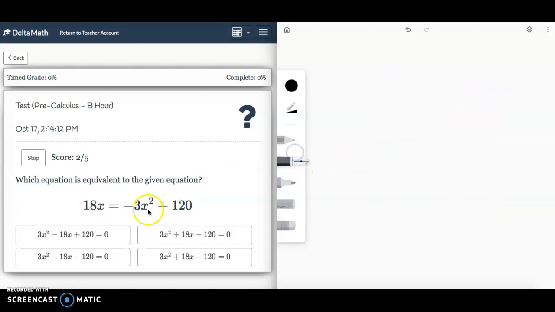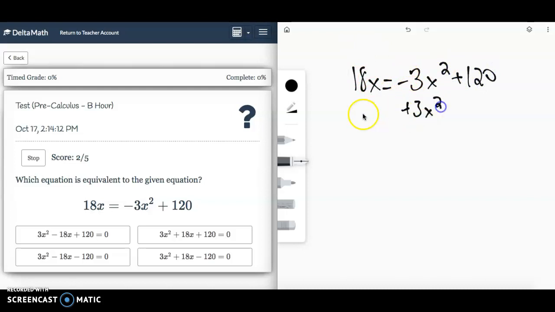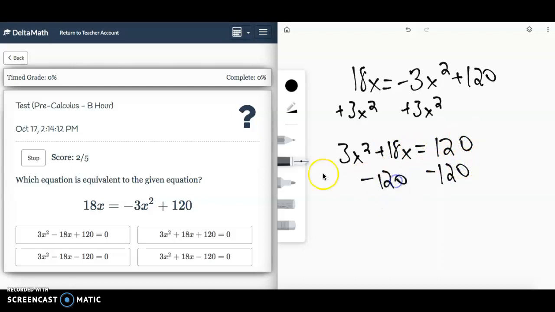Okay. For this next one, we do the same thing, get it set equal to 0, but we want our x squared term to be positive. So I'm going to move my x squared term over there first. I have 3x squared plus 18x equals 120, and then I'll subtract 120 from both sides: 3x squared plus 18x minus 120 equals 0.